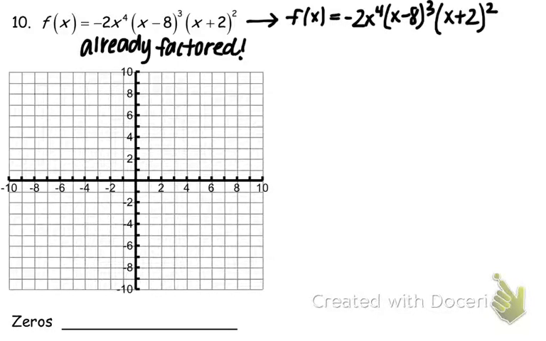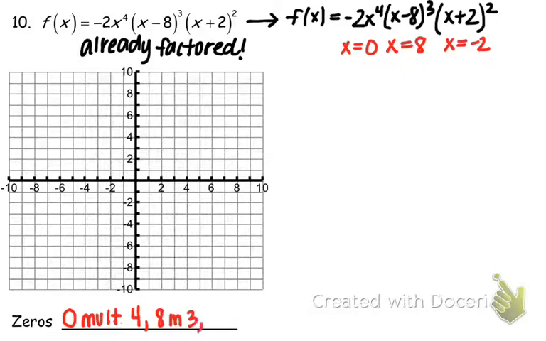So our first zero, if we set negative 2x to the fourth equal to 0, then that will be x is equal to 0. Set x minus 8 equal to 0 and x is equal to positive 8, and set x plus 2 equal to 0 and x is equal to negative 2. So our first zero is 0 with a multiplicity of 4, 8 with a multiplicity of 3, and negative 2 with a multiplicity of 2. Just a reminder that the multiplicities come from the exponents that your zero is raised to, the power.